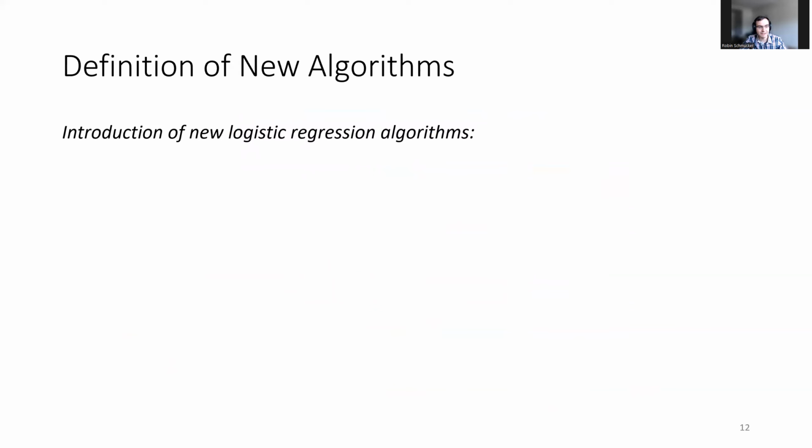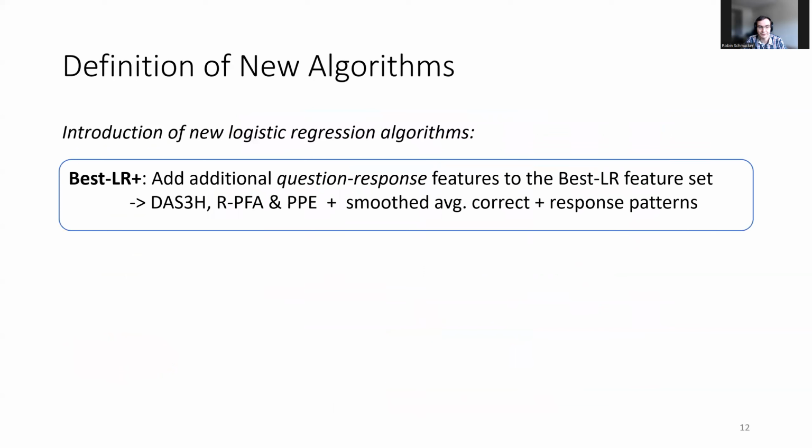Based on this feature exploration, we introduced new logistic regression-based performance models. The first one is best LR plus, which adds additional question response features to the best LR feature set. In particular, it uses DAS3H, RPFA, and PPE count features and combines them with these 2 new question response features called smoothed average correctness and response pattern. The nice thing about best LR plus is that it only requires question response data and it can be applied to all prior ITS data sets.